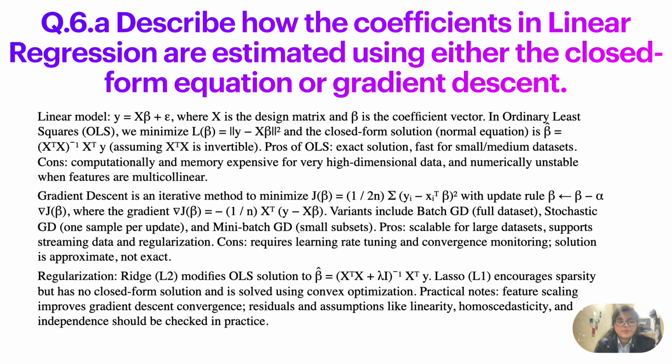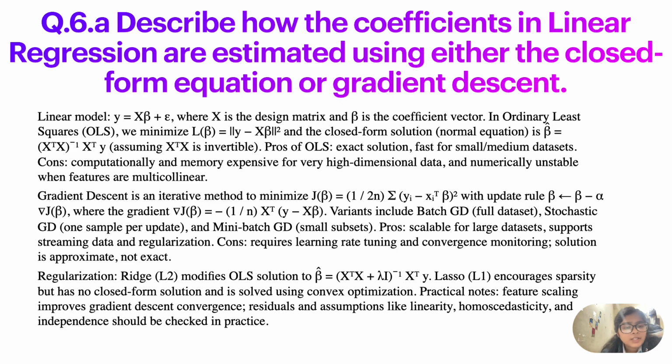So, let's start with the first question, which is: describe how the coefficients in linear regression are estimated using either the closed form equation or gradient descent. In linear regression, we predict a numerical value by using a distance metric to calculate the distance between the observed point and the predicted point. These coefficients play a very important role in prediction, and their estimation can be done with the closed form equation or gradient descent.